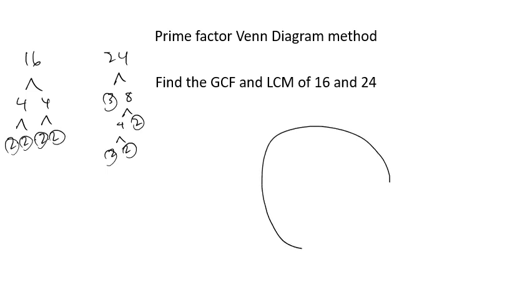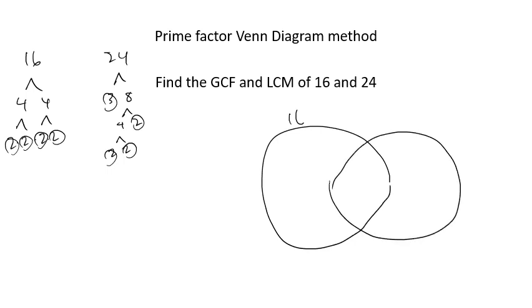So what I'm going to do is draw my Venn diagram. I'm going to draw my two circles. This is my 16 and this is my 24. I want to find what they have in common, because that's going to go in the middle. I can see they both have a 2, they both have a 2, they both have a 2. Now the 16 has a 2 left over, and the 24 has the 3 left over.